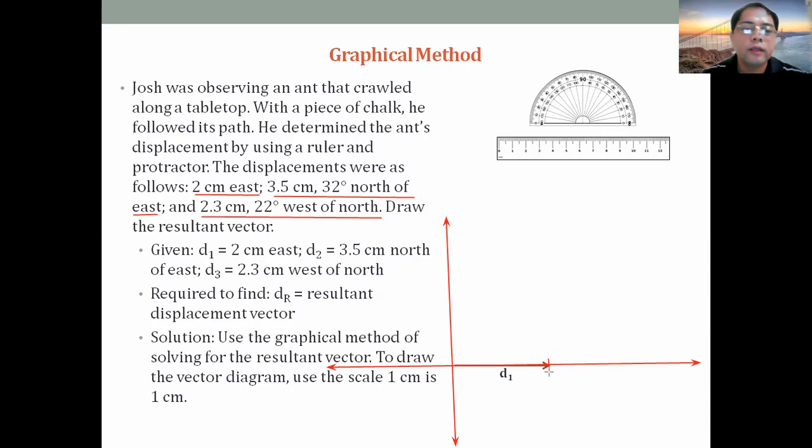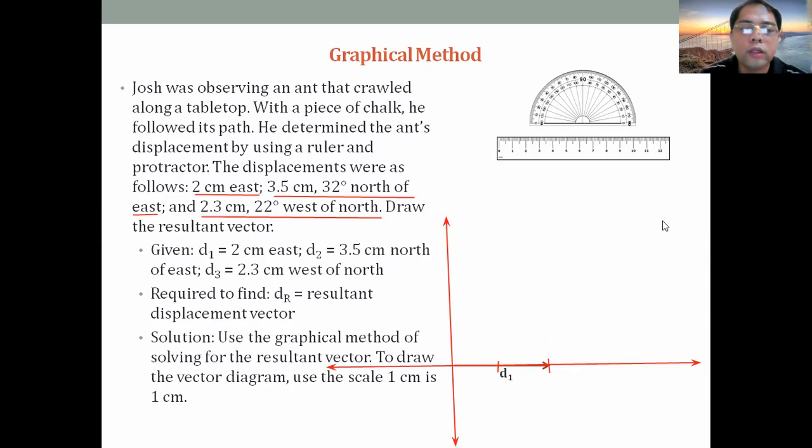So we have there, how many segments supposedly? We will have 2. So 2 centimeters will be equals to the length walked by the ant. Now, after that, we will draw at the tip of this previous D1 vector, D sub 2.